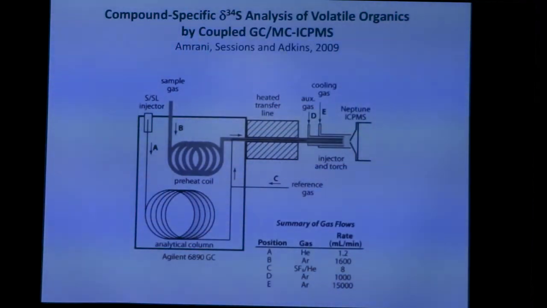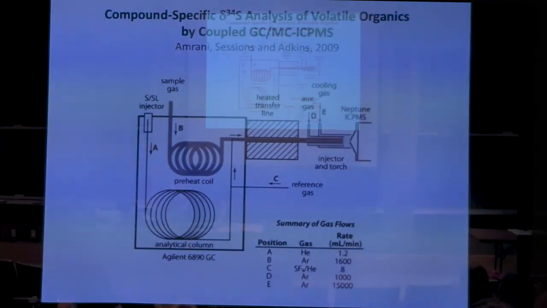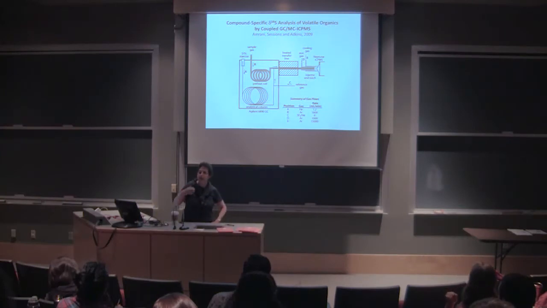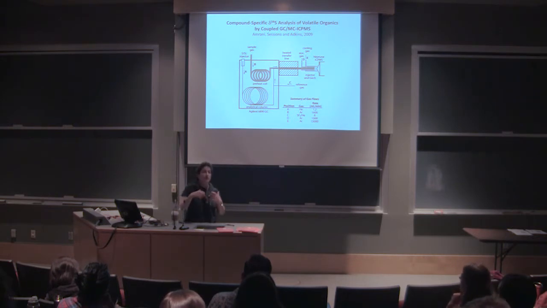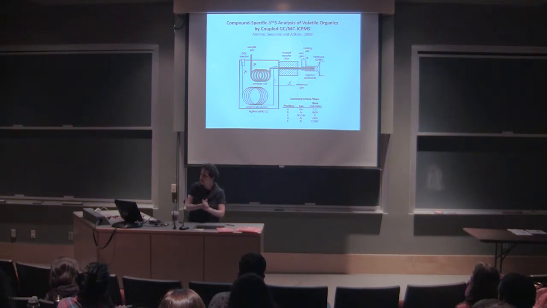This is Amrani's work, published in 2009. It's beginning to take hold in natural environmental applications, but it's really taken off in the petroleum field. And it turns out that sulfur-bearing organic compounds carry a lot of information about maturity and process in petroleum generation, and they're also important because sulfur in petroleum is a hazard, and it's also a nuisance because it can corrode pipes and things like that. So it's actually become of great interest in the petroleum realm.